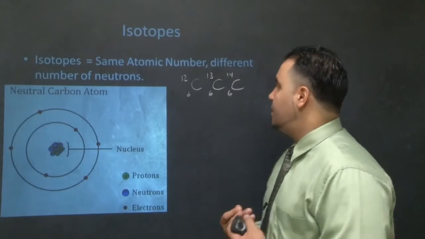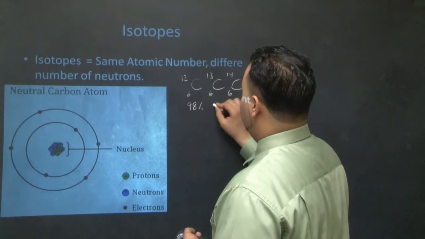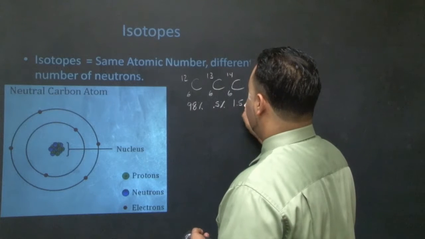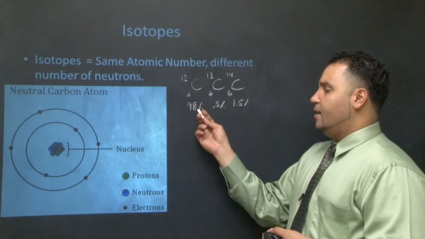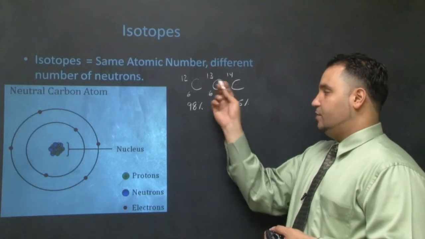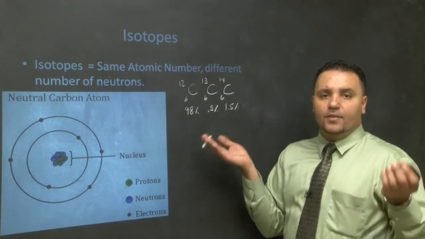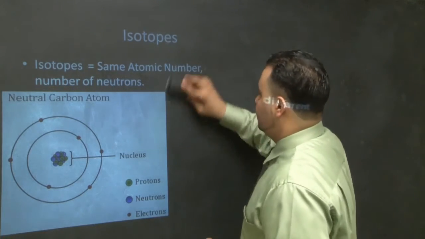That's because we've taken 98%, this is 98%, this is about 0.5%, and this is about 1.5% of these isotopes. And then all you have to do is multiply that by 12, multiply that by 13, multiply that by 14, and then you add them all up, and you'll get 12.001, or whatever it is. So isotopes are very important.